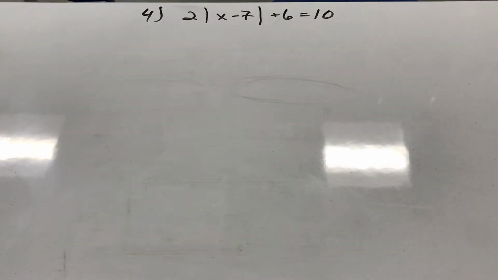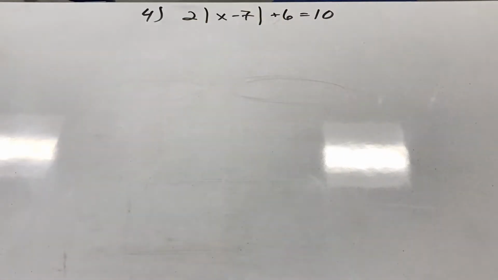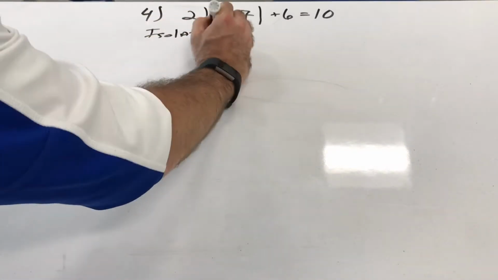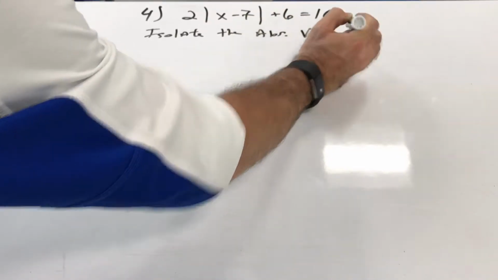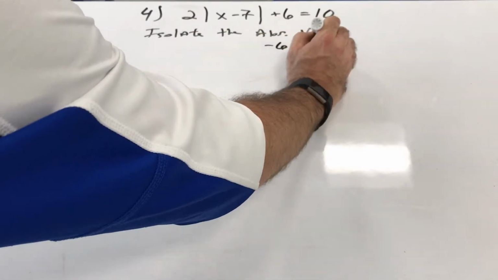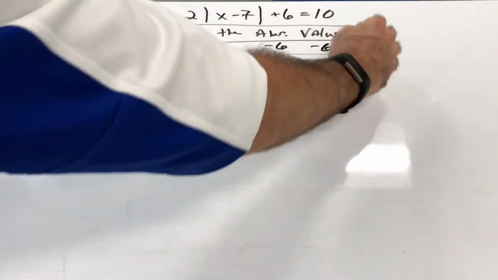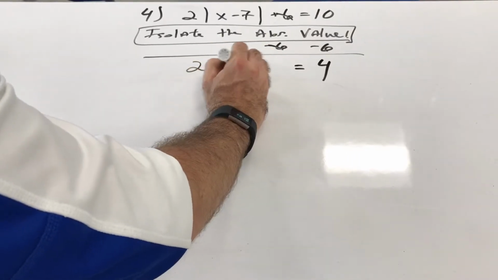So the next situation we're going to look at is what if there's more going on outside of the absolute value, such as a 2 times the absolute value and plus 6. The first thing we have to do, we have got to isolate the absolute value. So what that means is I'm going to subtract 6 first on both sides. Sorry, I kind of put that in the wrong spot, but it's kind of telling you what I'm trying to do here. The 6's cancel. 10 minus 6 gives me 4. I'm left with 2 times the absolute value of x minus 7.